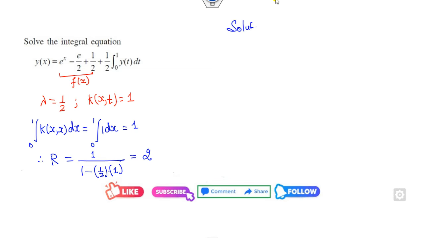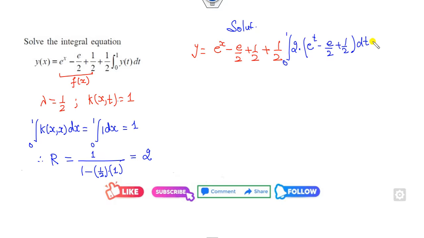So finally, the solution will be f(x), e raised to power x minus e over 2 plus half, plus lambda times the integration of resolvent kernel into f(t). What is the f(t)? It is e raised to power t minus e over 2 plus half, into dt. So what is the right answer of this? Now you can simplify this. The half and the 2 will be cancelled out. So what is the integration of this? e raised to power t minus e/2 t plus half of t from 0 to 1.